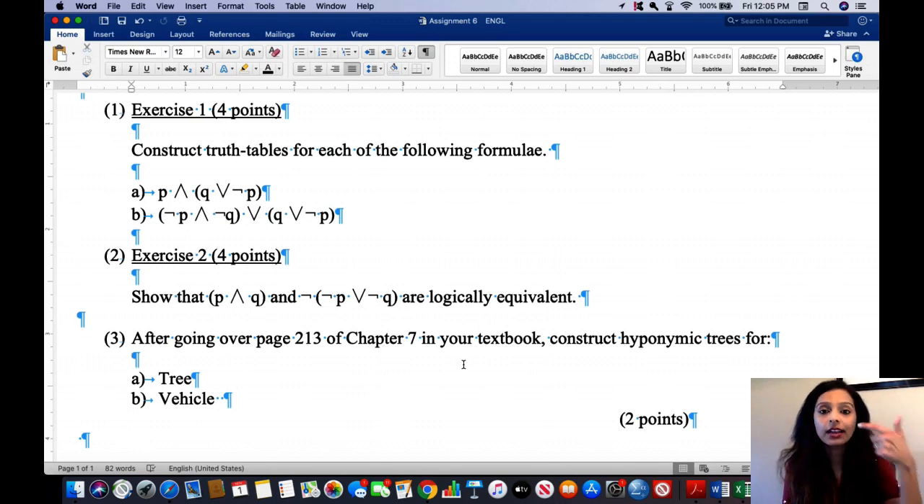with tree and vehicle. And I want you to review chapter 7 of your textbook, page 213, for people who have the relevant edition. If you don't have the relevant edition, it might be on a different page. But that should be really fairly straightforward and simple for you to do compared to the truth table.